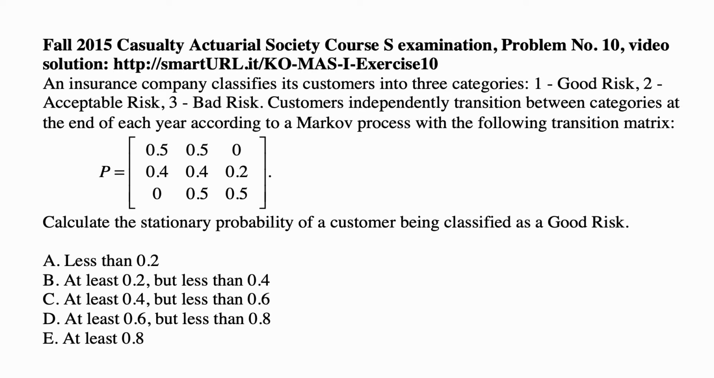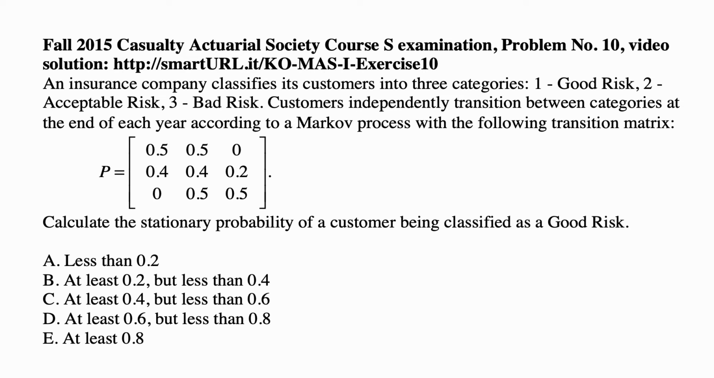the following transition matrix. As you can see, transition from a good risk to a good risk has probability 0.5. Transition of good risk to acceptable risk has probability 0.5. And transition from good risk to bad risk has probability 0. Transition from acceptable risk to good risk has probability 0.4. Transition from acceptable risk to acceptable risk has probability 0.4. And transition from acceptable risk to bad risk has probability of 0.2.